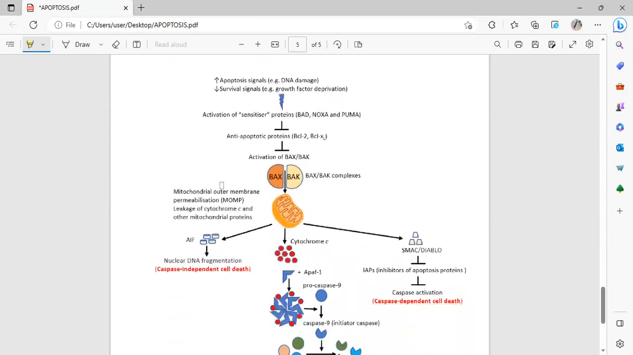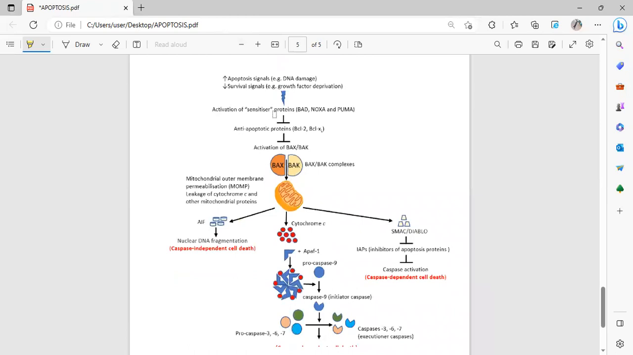We have a simplified diagram here showing how this pathway goes. We have DNA damage or an apoptosis signal, which acts as an activator to the BAD, PUMA, BID, and NOXA proteins, basically the BH3 proteins. The BH3 proteins cleave BCL2 and BCLXL. When they do, the BAX and BAK proteins are unopposed, so they are activated. Once activated, they act on the mitochondria and create pores in its outer membrane, so cytochrome C will leak out.